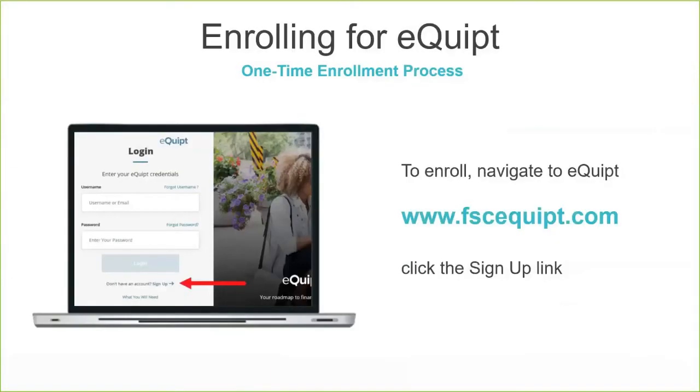In order to access eQuipt, you must first complete a quick one-time enrollment process to set up your user ID and password, as well as provide some basic identification information that will be used in case you ever need assistance logging in. Only one login is needed to view all of your accounts, and eQuipt will automatically display all accounts registered to your Social Security number, and you have the ability to link accounts for spouses, children, business, etc.